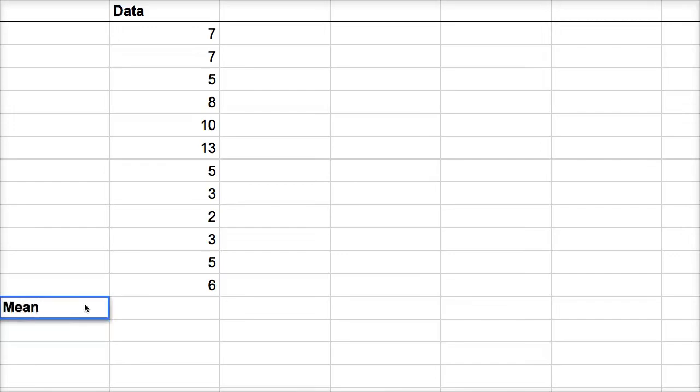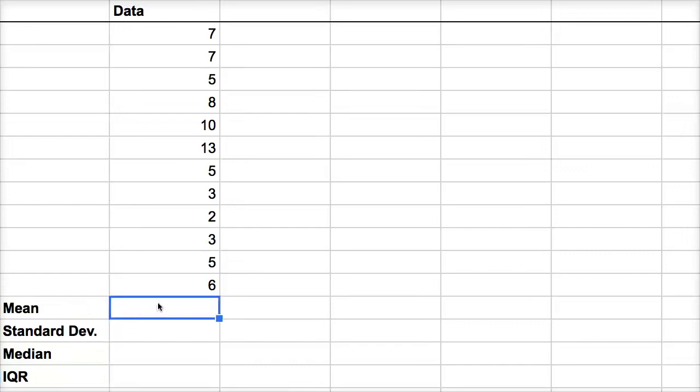So the first parameter I'm going to calculate is the mean. Then I'm going to calculate the standard deviation. Then I want to calculate the median. And then I want to calculate, let's say, the interquartile range. I'll call it IQR. So let's do this. Let's first look at the measures of central tendency.